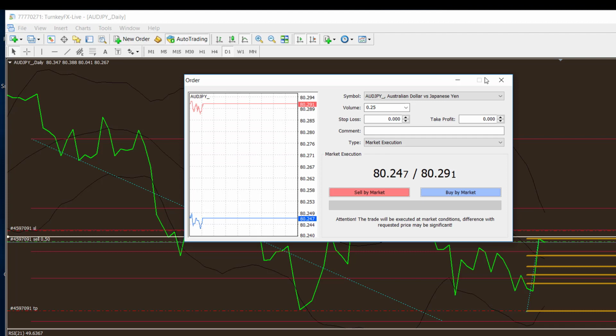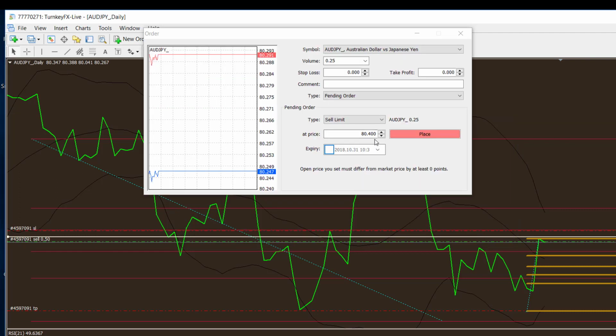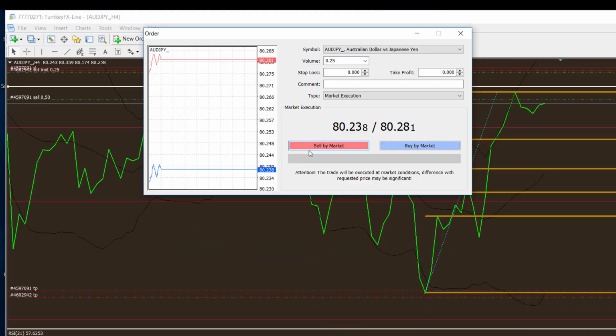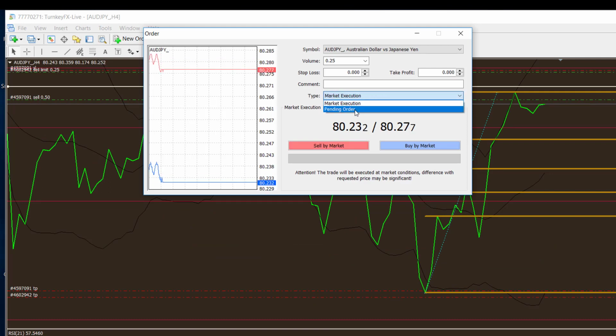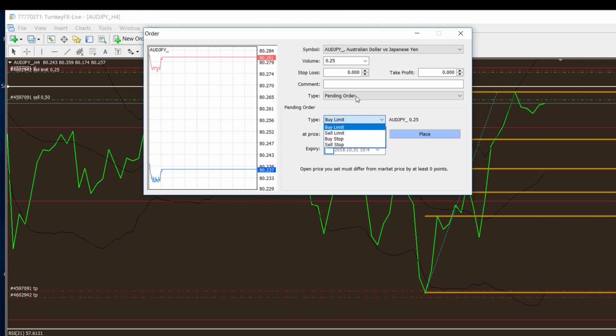So we do a new order, pending, sell limit, 80,400 is your sell limit. And then stop loss, you have to come in here and change it from market execution to pending order, and then you have to decide which type it is. But this is all a part of the signal information.